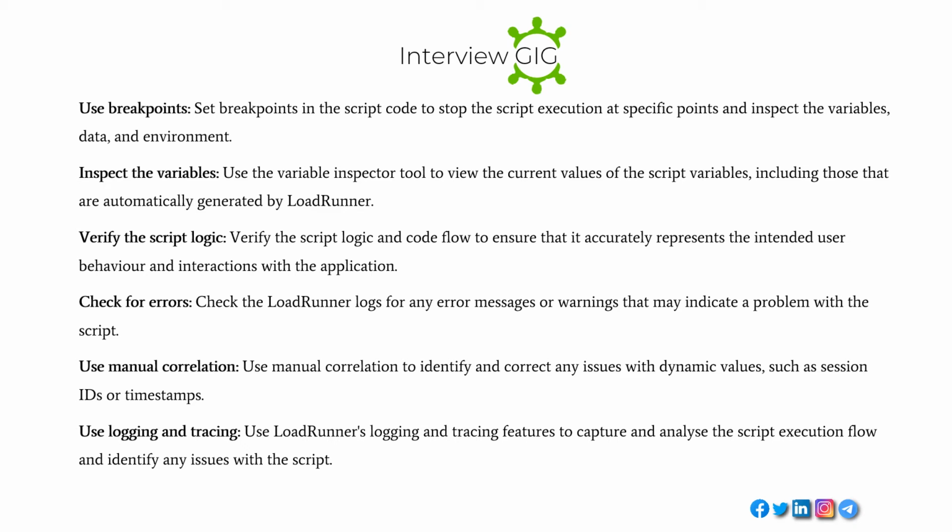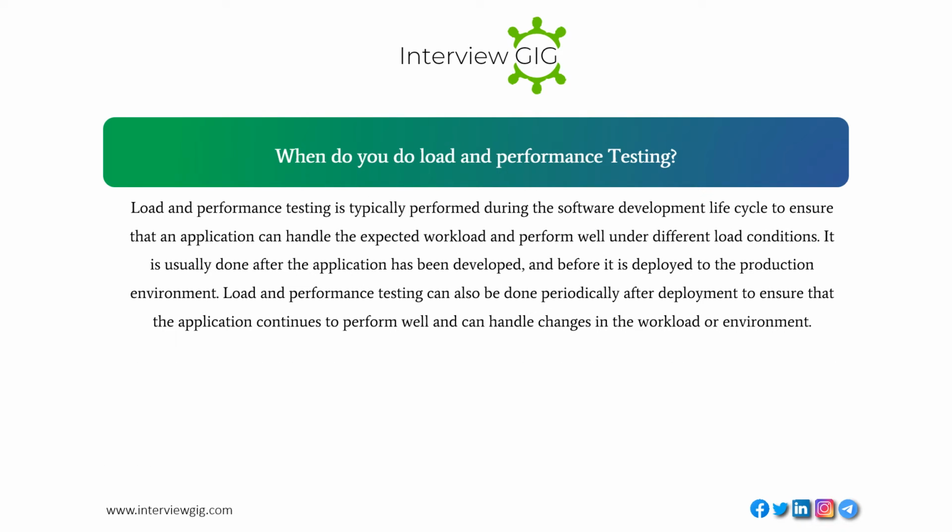Check for errors. Check the LoadRunner logs for any error messages or warnings that may indicate a problem with the script. Use manual correlation. Use manual correlation to identify and correct any issues with dynamic values, such as session IDs or timestamps. Use logging and tracing. Use LoadRunner's logging and tracing features to capture and analyze the script execution flow and identify any issues with the script.